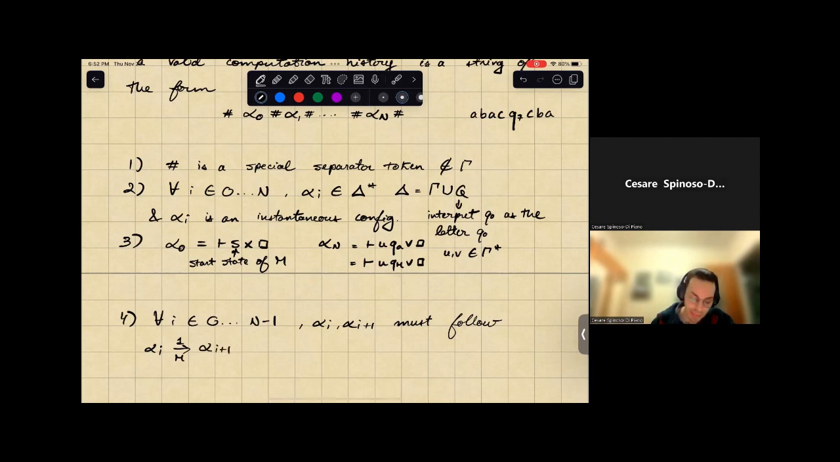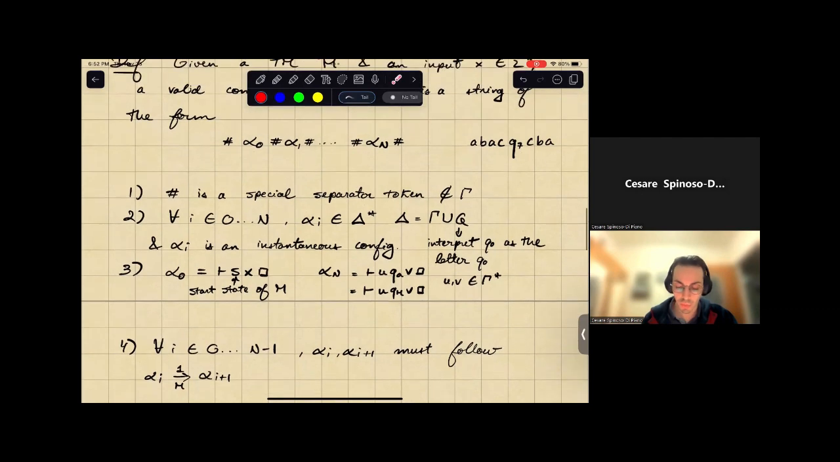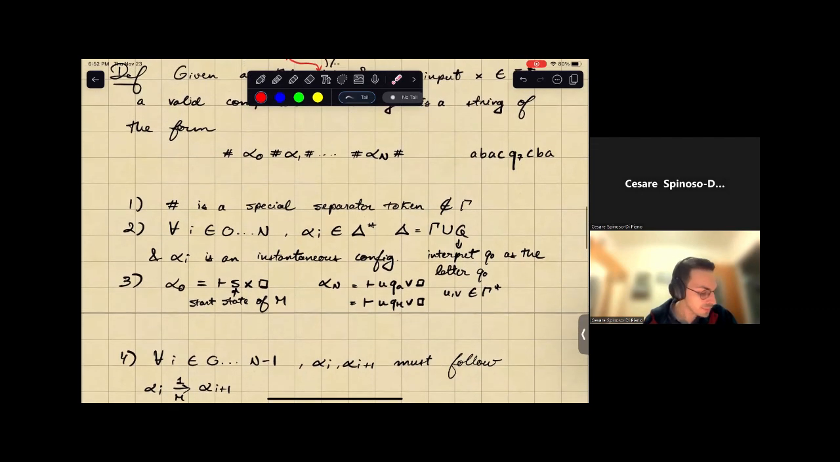in one step of the instantaneous configuration relation that we defined for Turing machines. In case you've forgotten this notation, this is just saying that in one step of following the rules of the transition function of the Turing machine, you can move from this instantaneous configuration to this one. And so hopefully this is intuitive. Hopefully this makes sense as a definition for what a valid computation history should be.